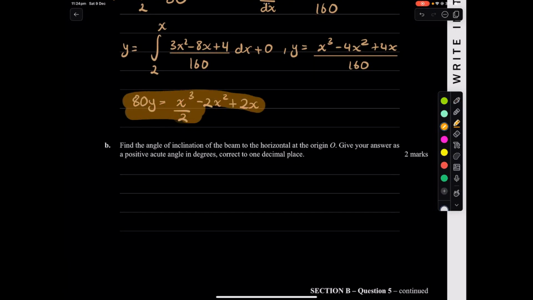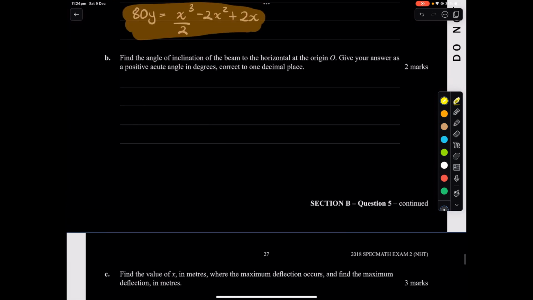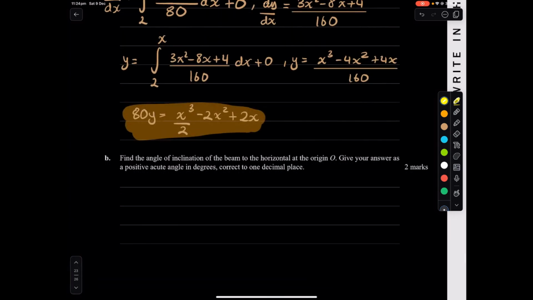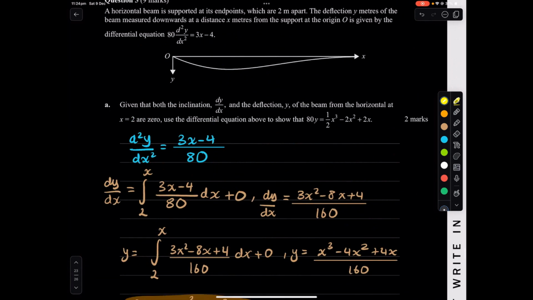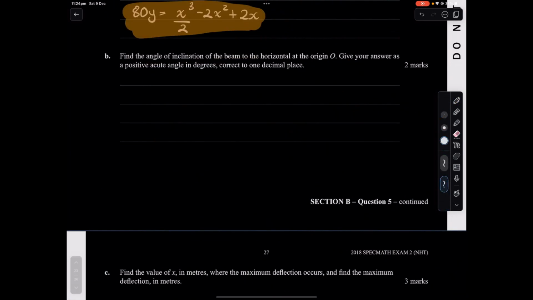All right, let's look at the next part. So it says, let me use yellow. Find the angle of inclination of the beam to the horizontal at the origin. Give your answer as a positive acute angle in degrees, correct to one decimal place. So we want to find the angle of inclination. So we know inclination is dy/dx. So if I can find dy/dx, so if I find that dy/dx at pretty much x equal to 0, which is what?